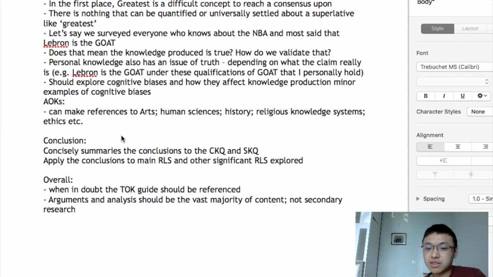You should summarize what you talked about for the two knowledge questions that you have explored, right? So summarize what you have concluded for the two knowledge questions, so your claims and counterclaims. Then apply the conclusions that you have made to other real life situations that you have explored, right? So basically just repeat what you have said earlier in your presentation, in a very conclusive manner, okay?